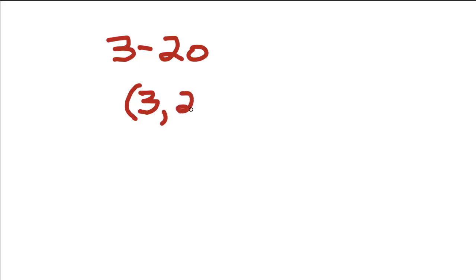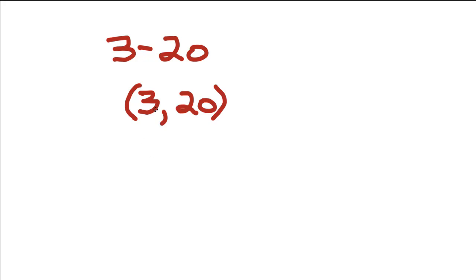Let's say that I wanted to describe the set of numbers between 3 and 20, where all the real numbers were included. Then to write it in interval notation, I would simply have to do a parenthesis, tell it to start the set at 3, comma, and then end the set at 20. And again, I would close with a parenthesis. And that means all the numbers between 3 and 20.